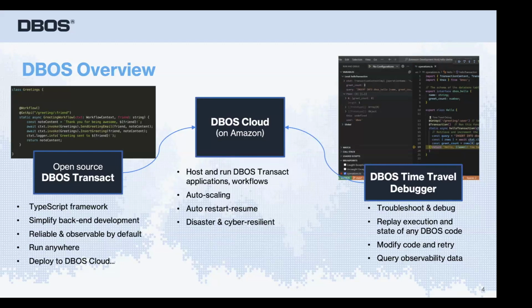DBOS Transact applications can be deployed to run on Windows, Linux, Mac OS, and of course the DBOS Cloud. The DBOS Cloud, which runs on Amazon, is essentially DBOS Transact as a service. It's where you can host and run your Transact applications and workflows, and DBOS Cloud will automatically scale those based on demand in real time. It will automatically restart anything that crashes or goes sideways and resume where it left off. It's a big part of the reliability, and also helps to make them disaster and cyber resilient through application and database restoration at specific points in time.